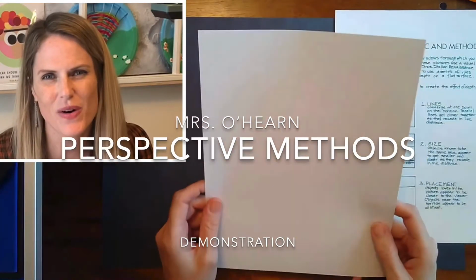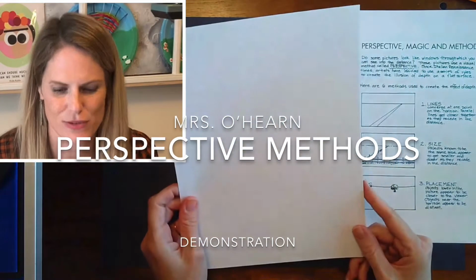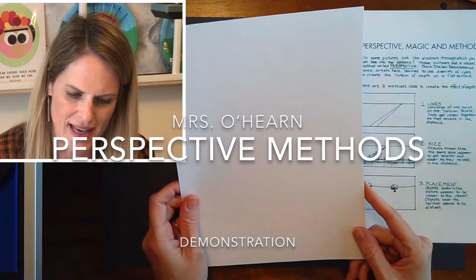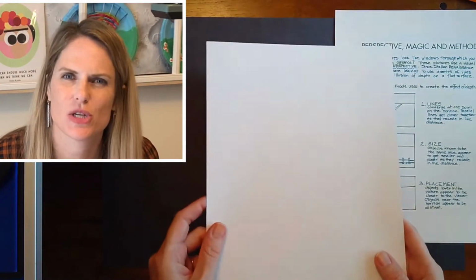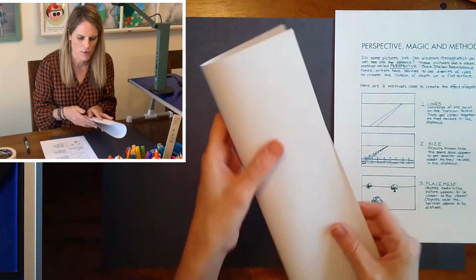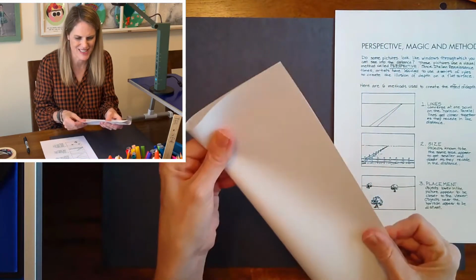In this video, I will be describing 6 different ways that we can create perspective. So the first thing that I want you to do is get a piece of paper, fold it in half lengthwise. This is called the hot dog fold.